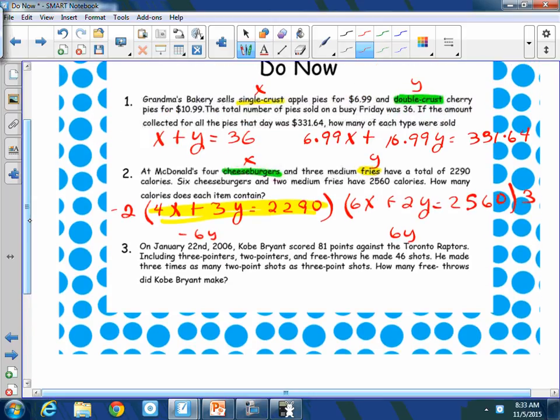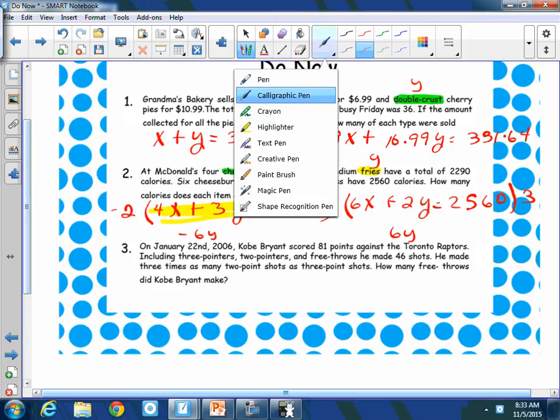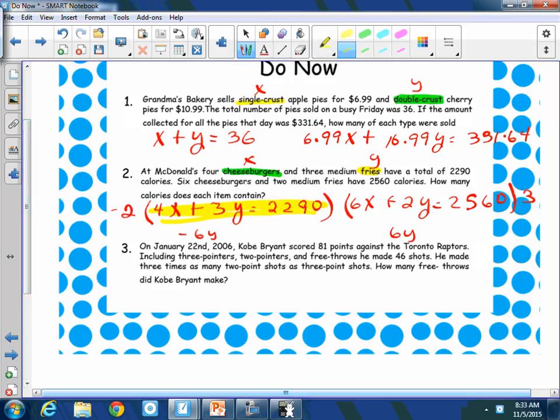All right, on January 22nd, 2006, Kobe Bryant scored 80 points against the Toronto Raptors, including 3-pointers, 2-pointers, and free throws. All right, what is X and what is Y? X is free throws.